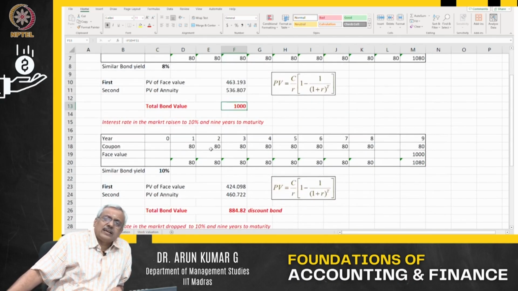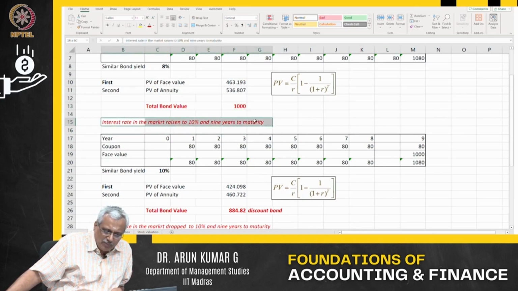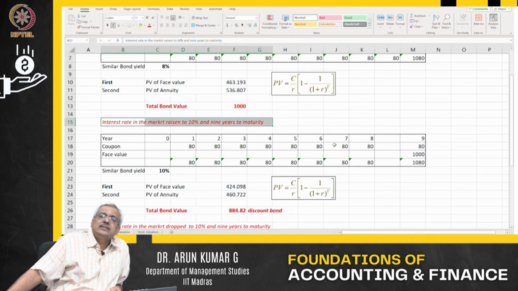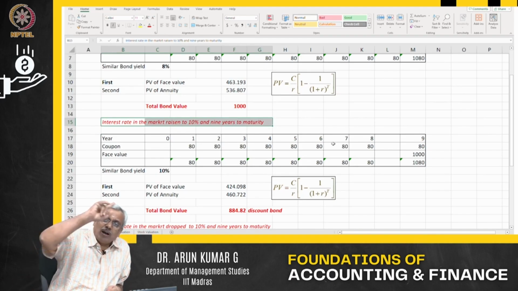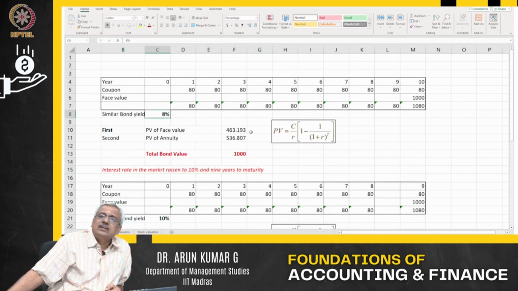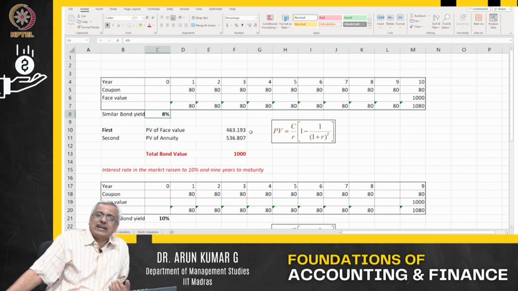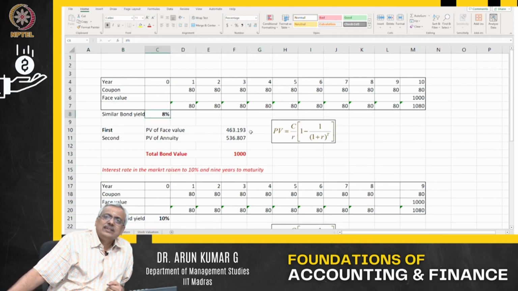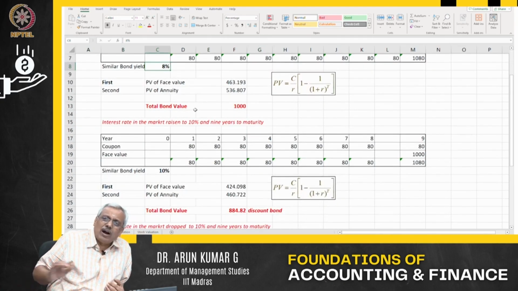Let us suppose that 1 year after the bond has been issued, the market interest rates rise to 10%. That means the bond has a life of 9 more years to maturity. Now the fellow who bought a bond last year, which has a coupon rate of 8%, when the market also had an expected return of 8%, now wants to sell the bond after the end of 1 year. He needs money.